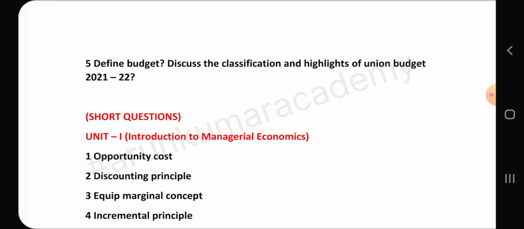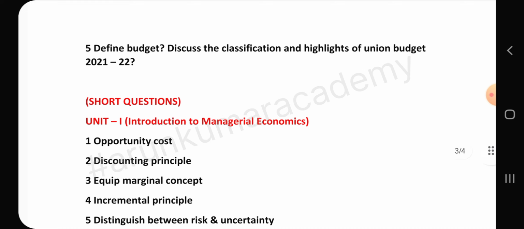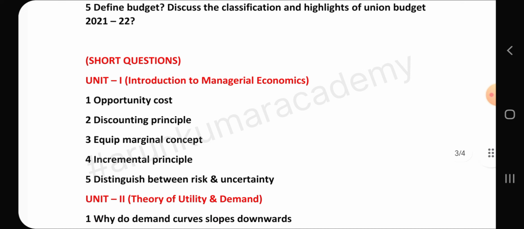Now let's see the short questions unit wise. From Unit 1, that is Introduction to Managerial Economics. So these are the most important questions. So here in short questions, that is part A, there is no choice. So you need to answer all 5 out of 5 questions. So these are the most important questions from unit 1, like opportunity cost, discounting principle, equimarginal concept, incremental principle, distinguish between risk and uncertainty.